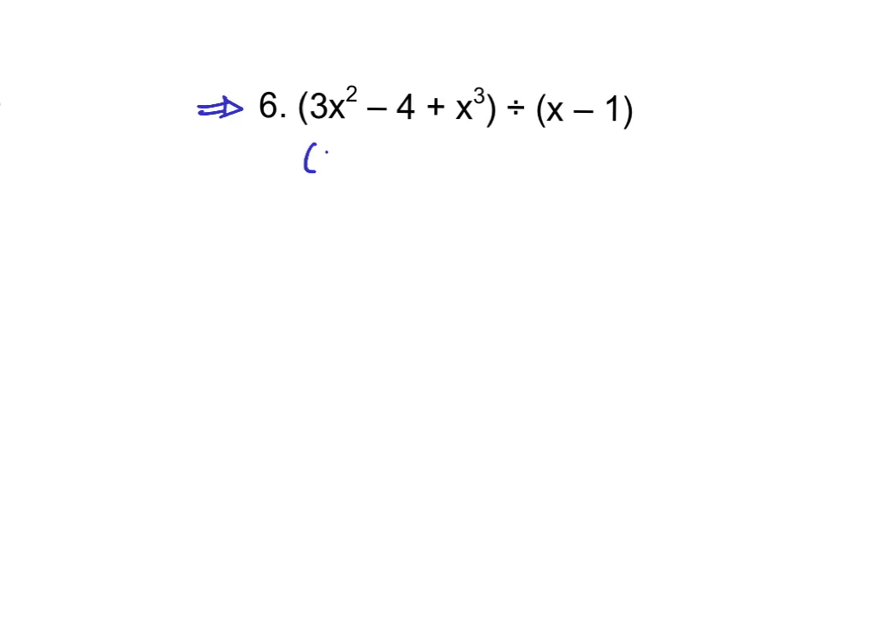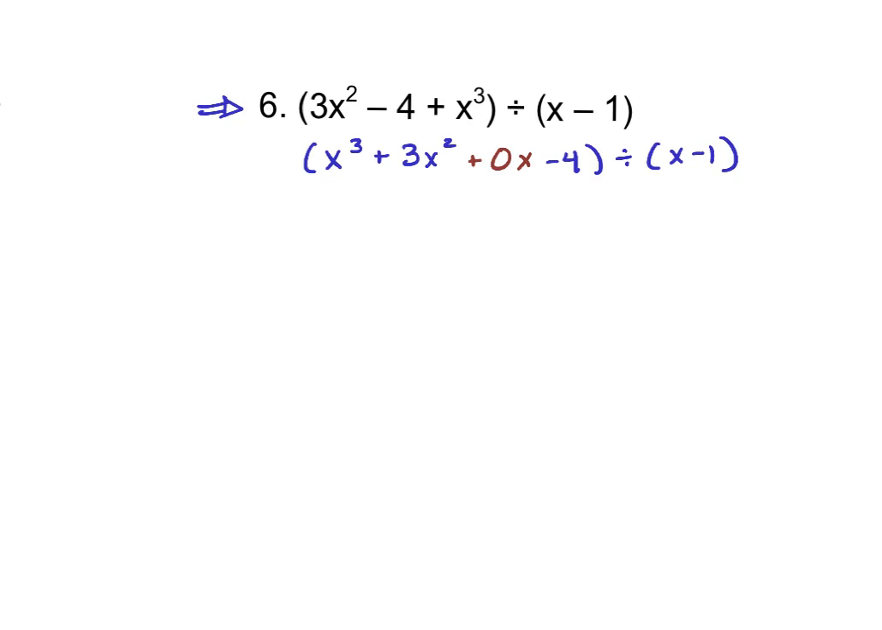So we're going to rewrite this as x cubed plus 3x squared. Now there's no x term, so we're going to put in a filler 0x and then minus 4. So that is the division problem we want to use.